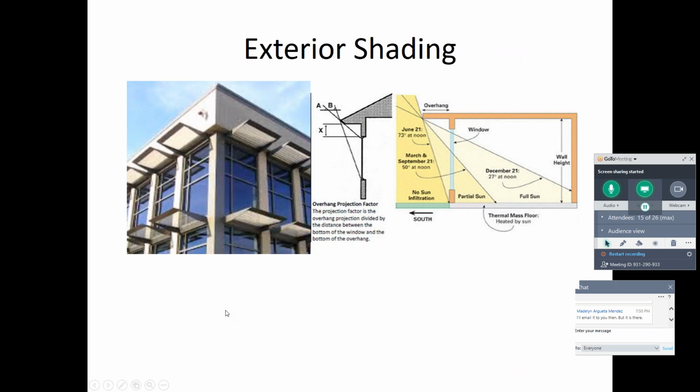Exterior shading. It's a fuzzy picture. So we're going to go through a couple in following slides, but I just wanted to say that not mentioned in the book very much, and I don't think that it comes in a later chapter, is overhang.